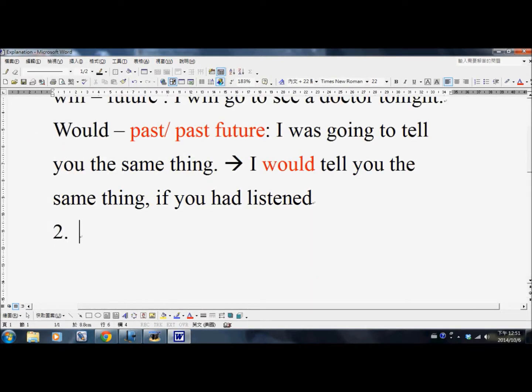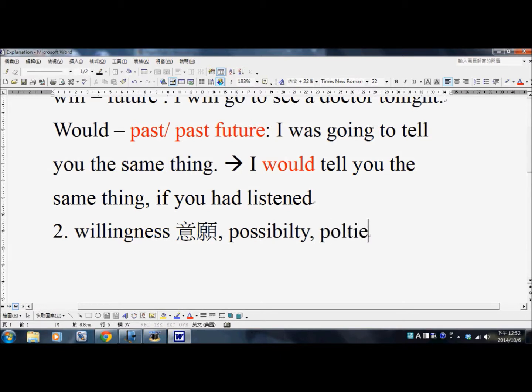Number two, we can use would to show the following things. Number one, willingness. Willingness in Chinese means 意愿. Number two, we can use it to show possibility, something that is possible. Number three and number four, we can use would for polite offers or requests. So here are the things that we can use would to express: willingness, possibility, polite offers, or requests.